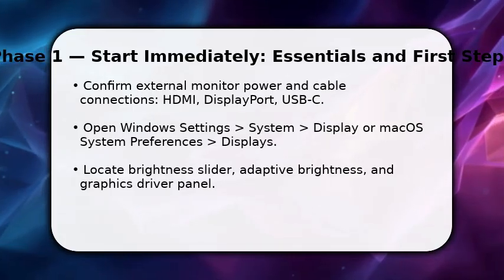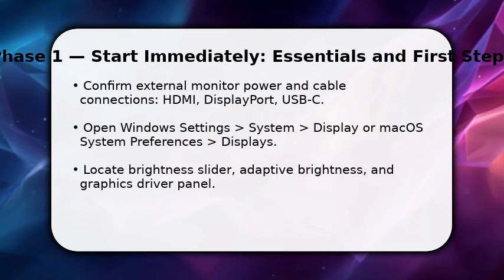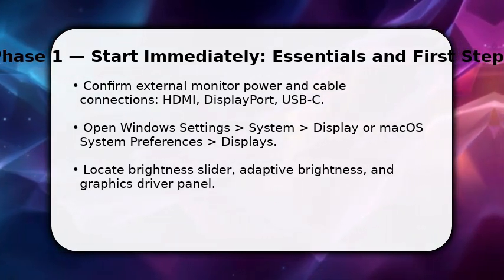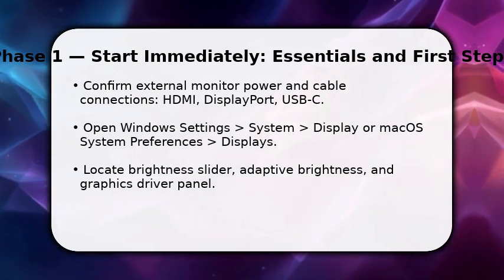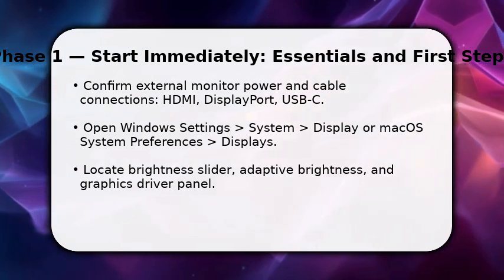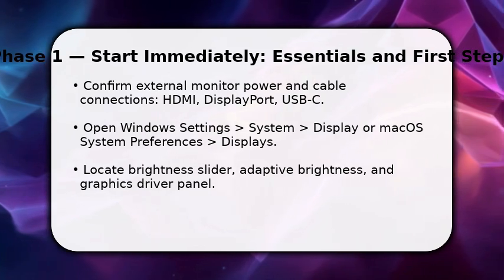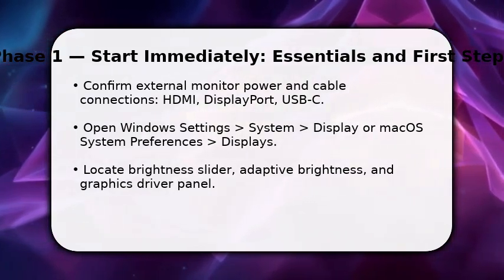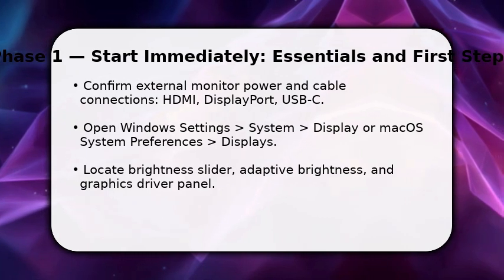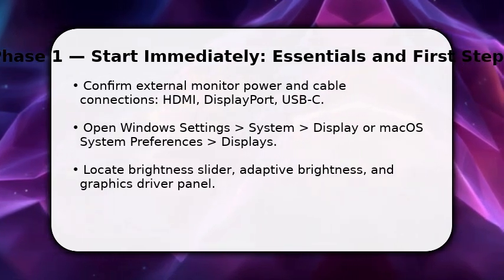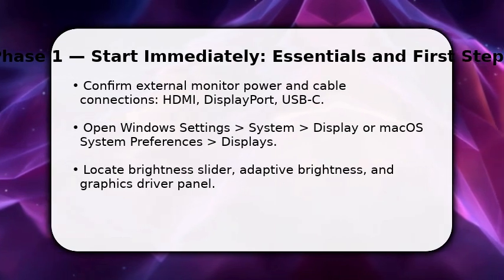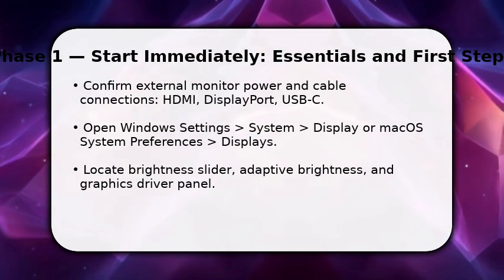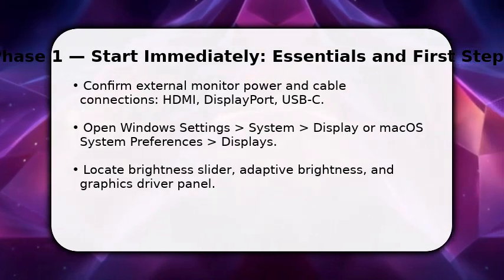You begin by confirming hardware. Make sure the external monitor is powered and cables, HDMI, DisplayPort, or USB-C, are snug. Next, open Display Controls. On Windows, go to Settings, System, Display, and on macOS, use System Preferences, Displays. Once there, identify the brightness slider and any adaptive brightness or ambient light options. If you have a dedicated GPU, also open its control panel now. These are the first actionable steps to get low brightness under direct control.